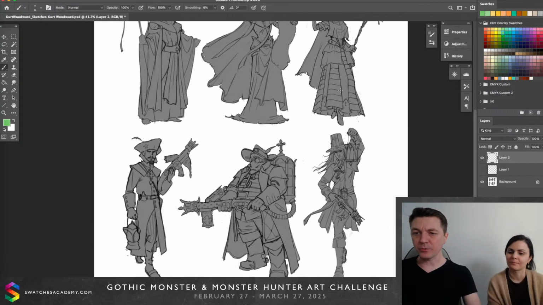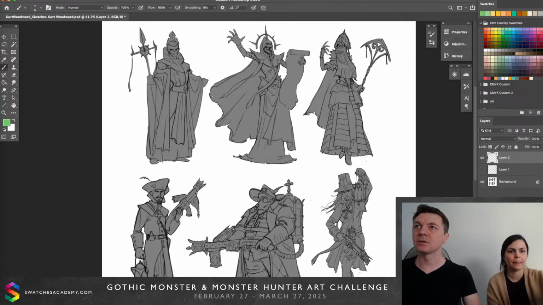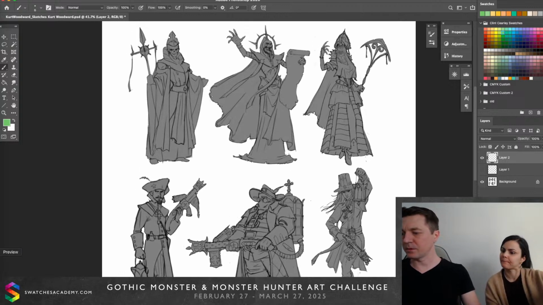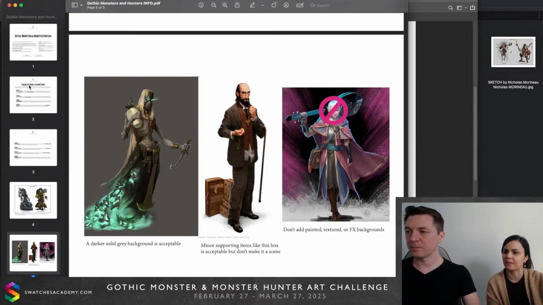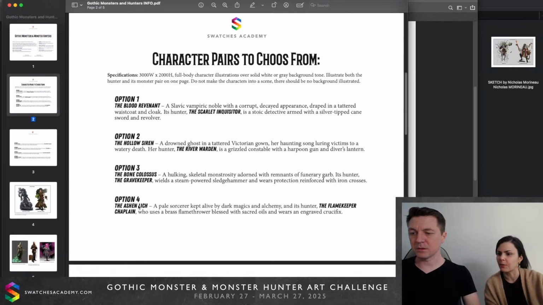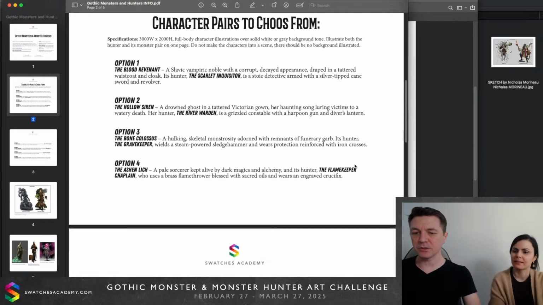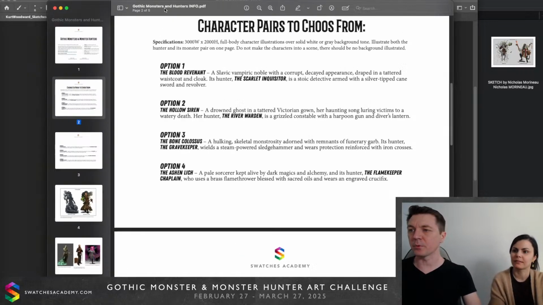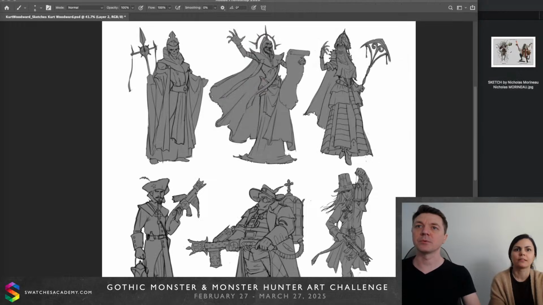Okay, here you are doing the... Oh, where's my... I can't remember the names of these creatures. Which one is it? The Ashen Lich, and the Flamekeeper Chaplain. I'll put it up there so I can see it. Yeah, that would be helpful.